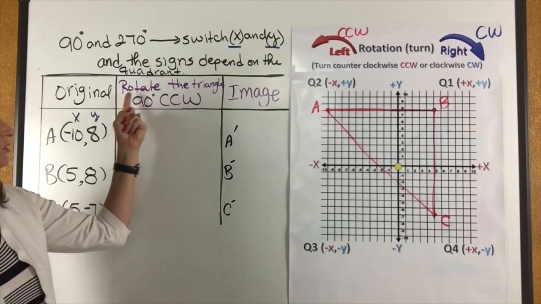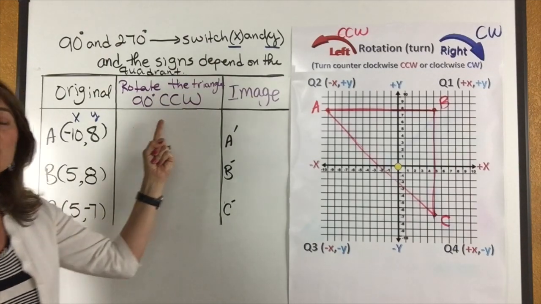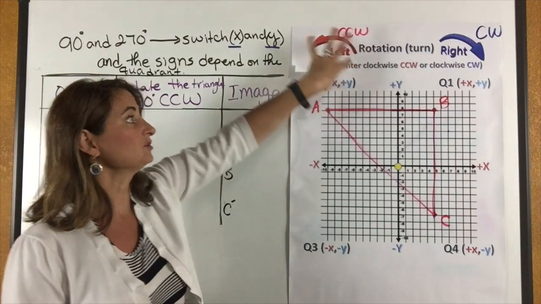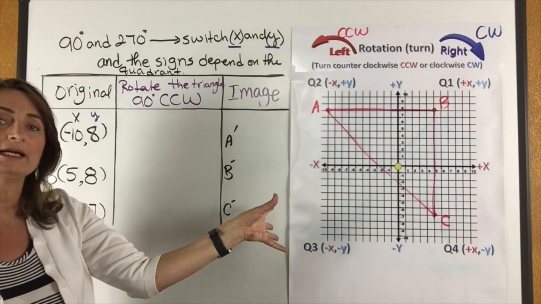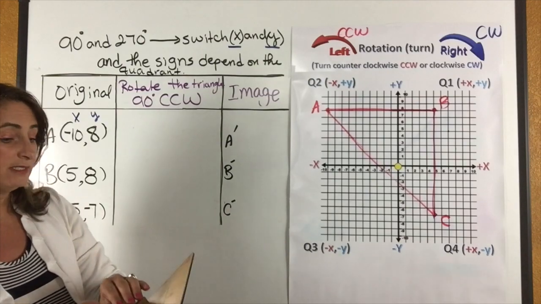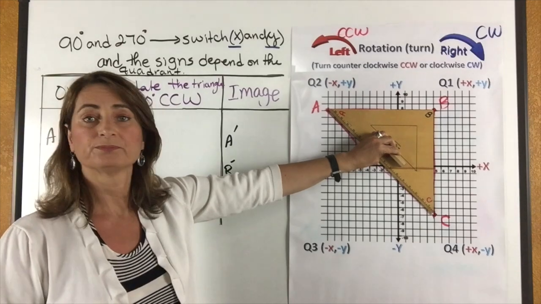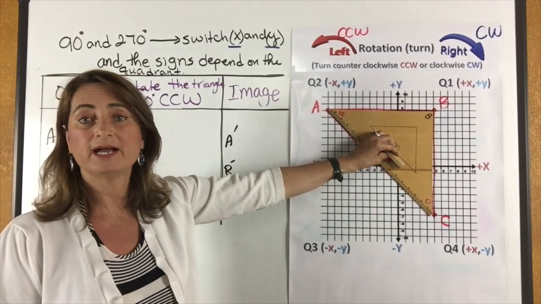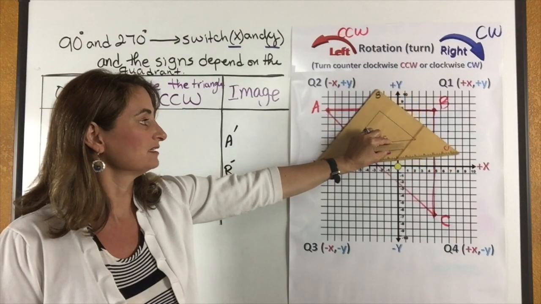I wanted you to rotate the triangle 90 degrees counterclockwise. And remember, counterclockwise means you're going left. So this whole triangle needs to go left only 90 degrees. So let's see how this works. Here's the original triangle. I wanted you to rotate this 90 degrees counterclockwise, which means you are going left this way.